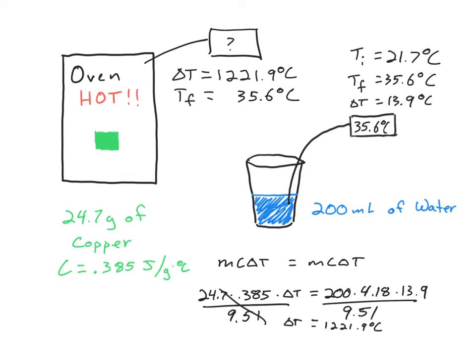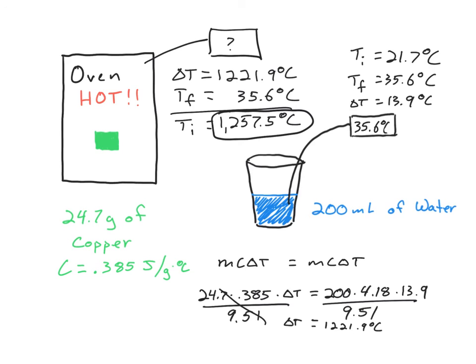So what's the initial temperature of my oven? It is 1,257.5 degrees Celsius. It's a very hot oven. But you can see here how we can use our MC delta T equals MC delta T formula to perform these calculations. And so this is similar to what we would do in a lab setting. If we had that available to us, we could do that.